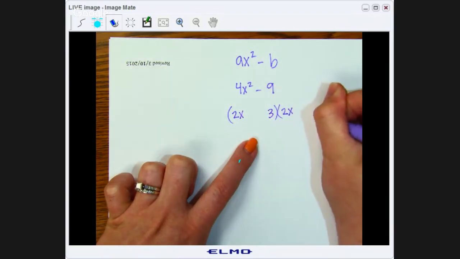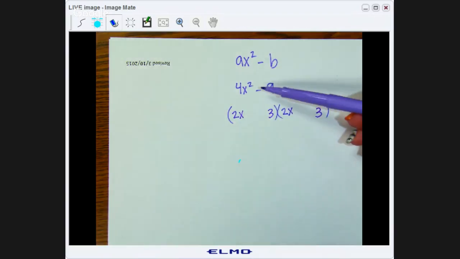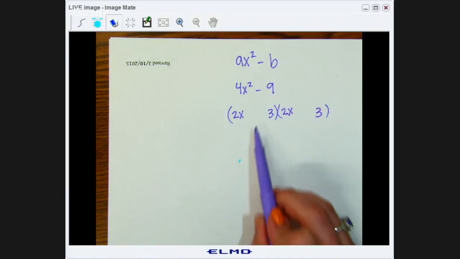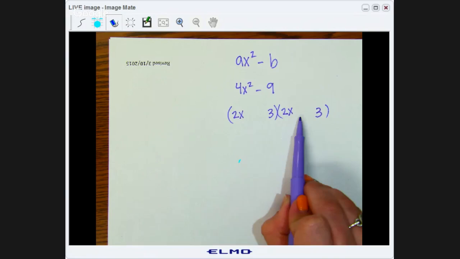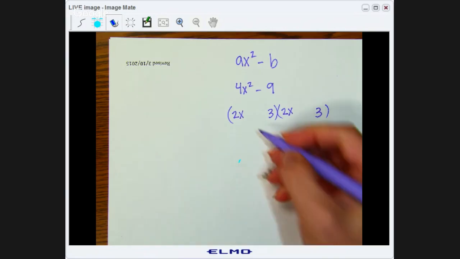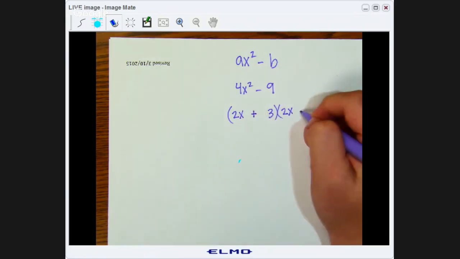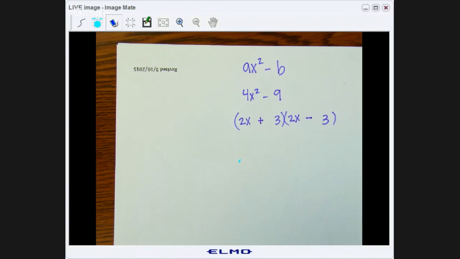3 and 3. But difference of squares doesn't just mean that this is a different sign. It also means that the signs of the 2 binomials that you're creating are different signs. So one's going to be addition and one's going to be subtraction.